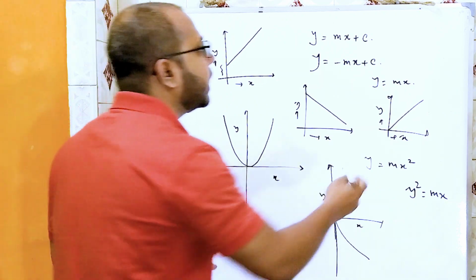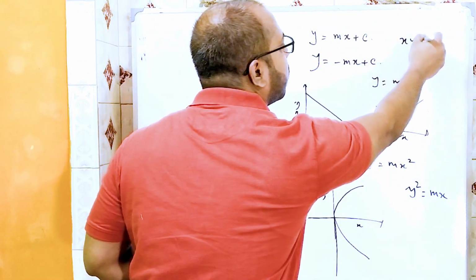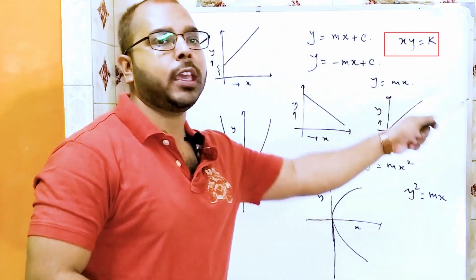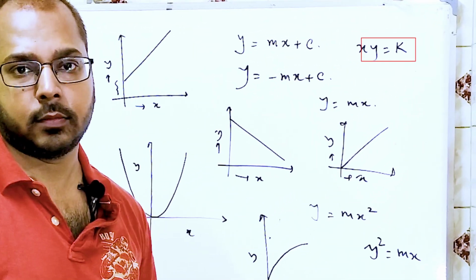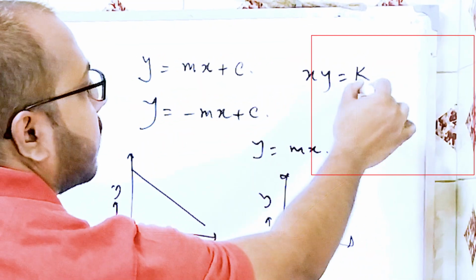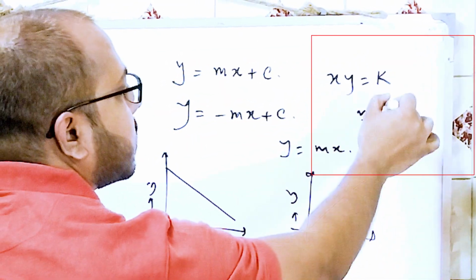Now come to the rectangular hyperbolic nature part. What is that? If xy equals constant, then it would be like that, with y and x like that.